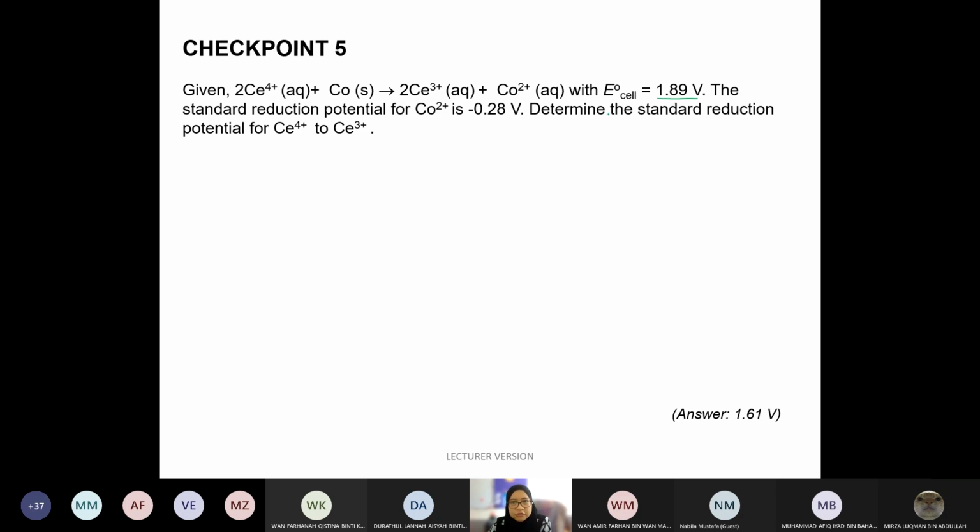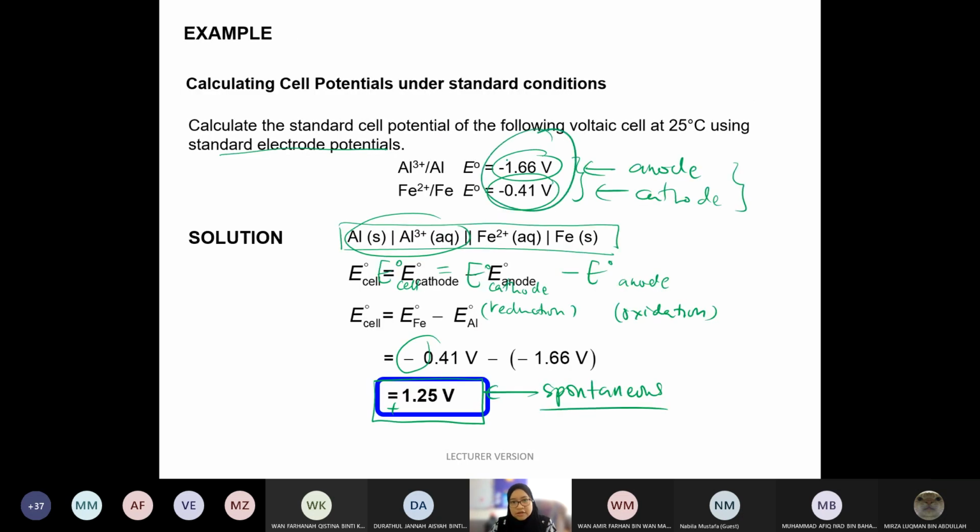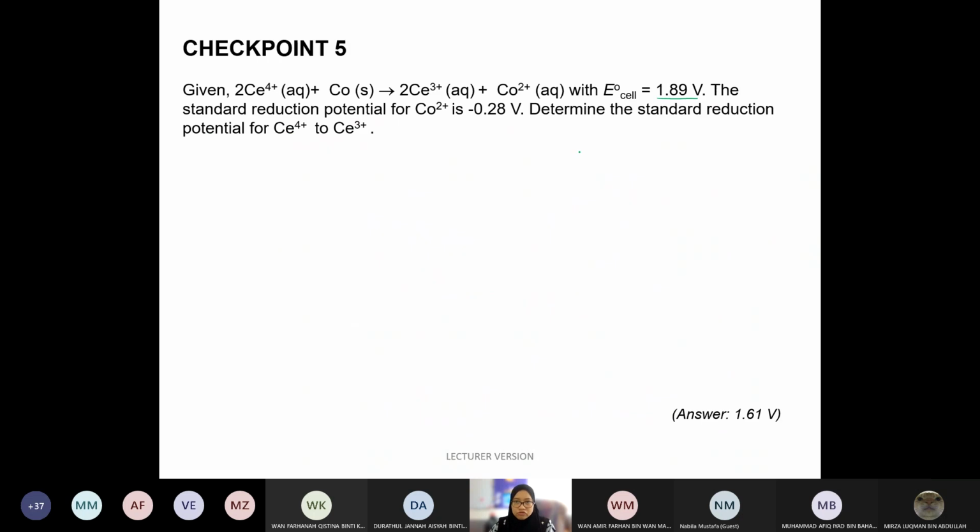Okay, so when we are talking about E naught cell, that means these values are referring to the cell. In the cell we should have 2 electrodes, 2 half cells and whatnot. So this value is the value of the cell, bukan yang ni, not this one. Banyak-banyak value nanti confuse. The standard reduction potential for Co2+ is negative 0.28 volt. Determine the standard reduction potential for Ce4+ to Ce3+.